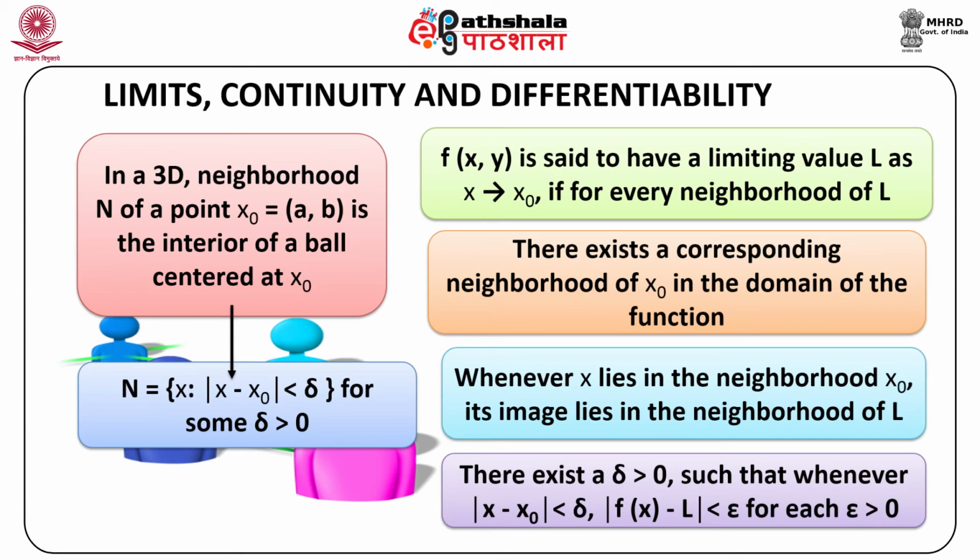Definition of limit: a function of two variables f(x, y) is said to have a limiting value L as x tends to x0 if for every neighborhood of L, no matter how small, there exists a corresponding neighborhood of x0 in the domain of the function such that whenever x lies in the neighborhood of x0, its images lie in the neighborhood of L. In other words, there exists delta greater than 0 such that modulus of x minus x0 less than delta implies modulus of f(x) minus L is less than epsilon, for each epsilon greater than 0.